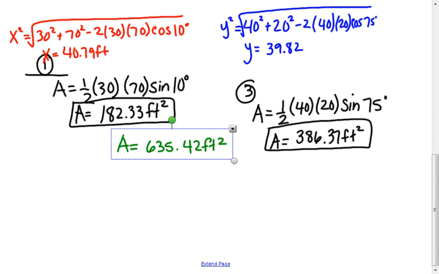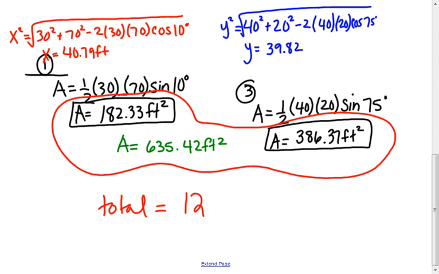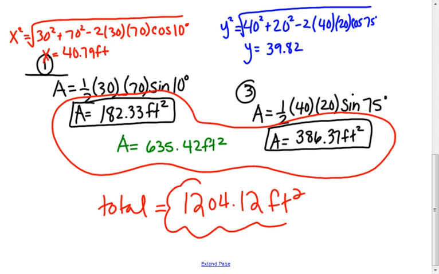And what I want to do is add these three numbers right here, region 1, region 2, and region 3, all together. And when I do that, your total area should be 1,204.12 feet squared, about. Not perfect because we did a lot of rounding along the way, but that is about what it should be. And we are done.